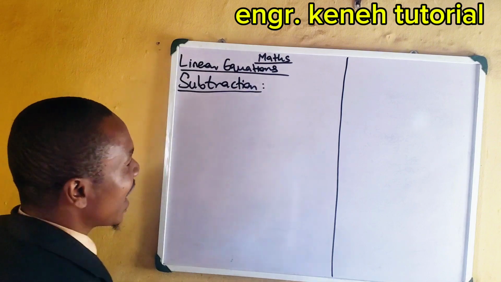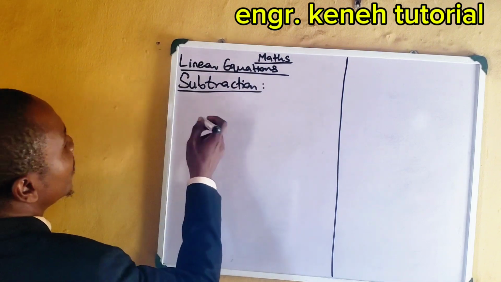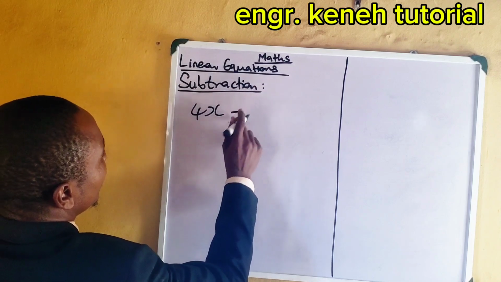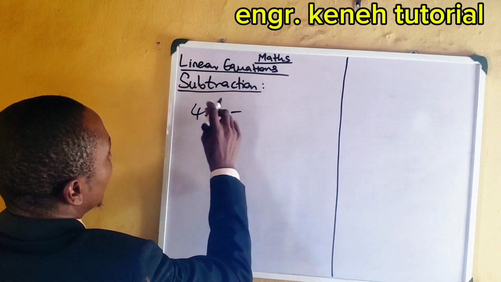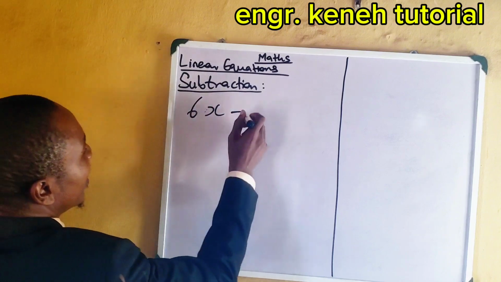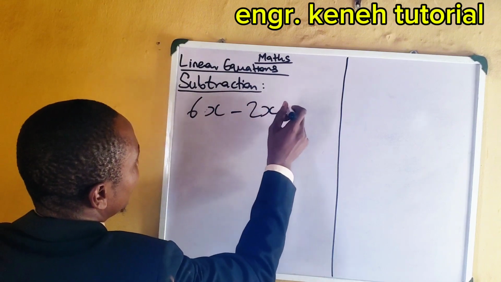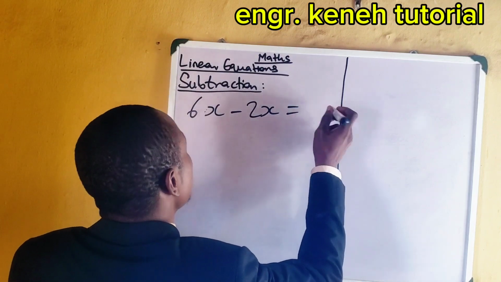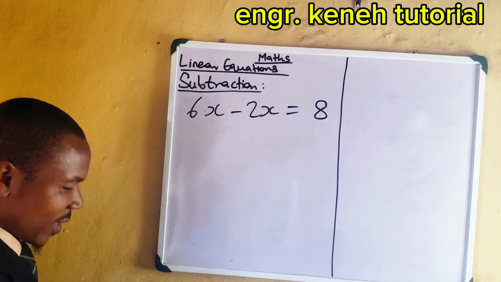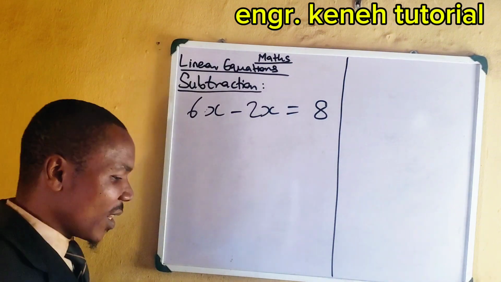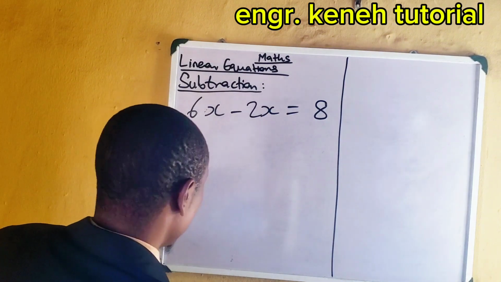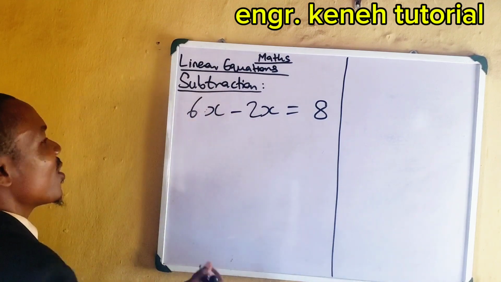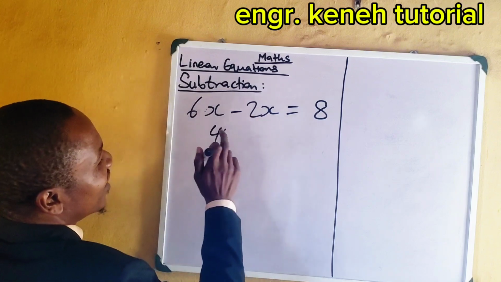For example, if I have something like this, assume that I have 6x minus 2x, equals maybe 8. Let me use 8 for example. When you look at this now, we are subtracting. Some people may think that it should be 6 minus 2, which is 4, then x minus x. You have something like this.